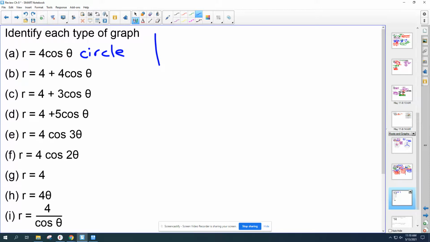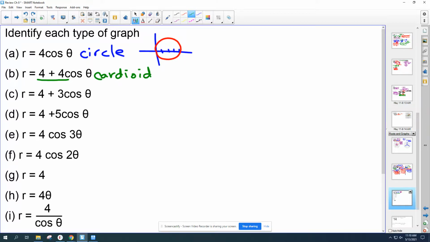Not only is it a circle, but it's oriented in the x direction. 1, 2, 3, 4. It looks like this. Circle in the cosine direction, or in the x direction. 4 plus 4 cosine theta.